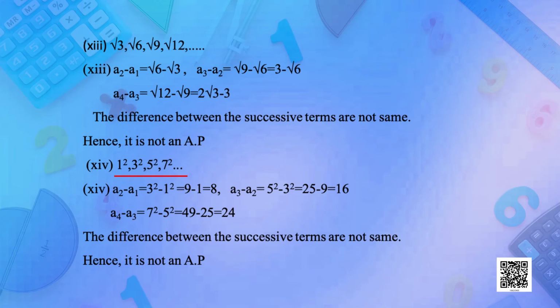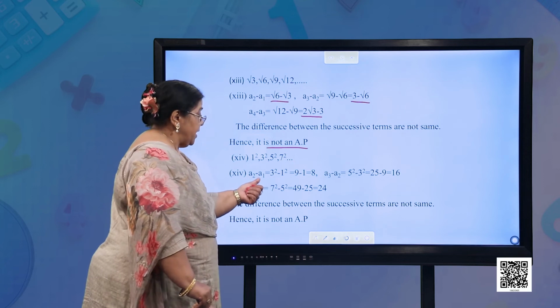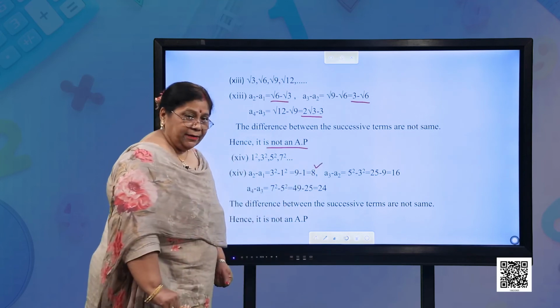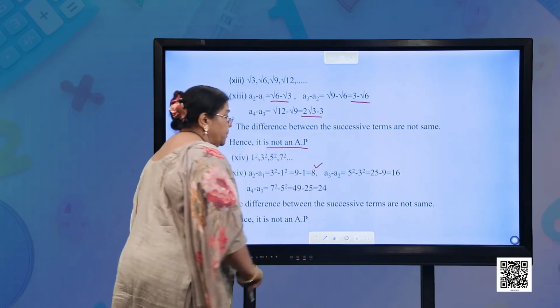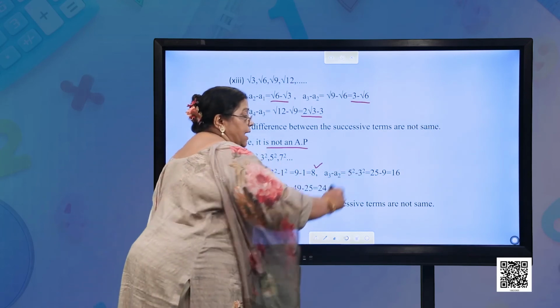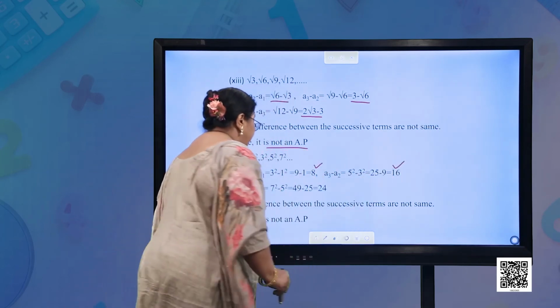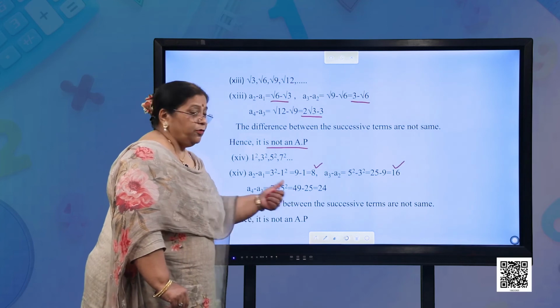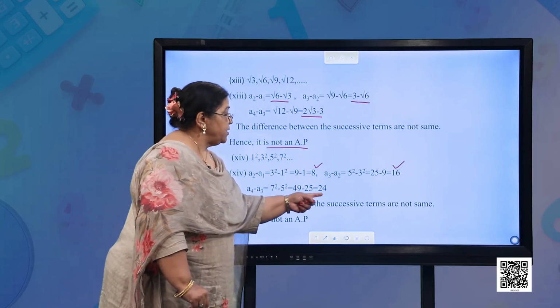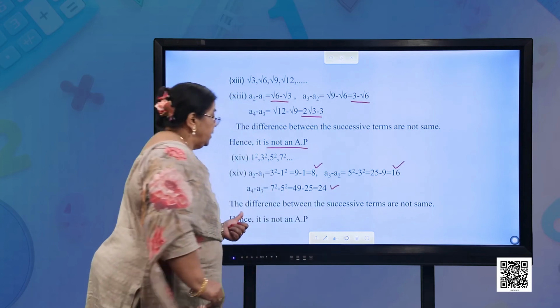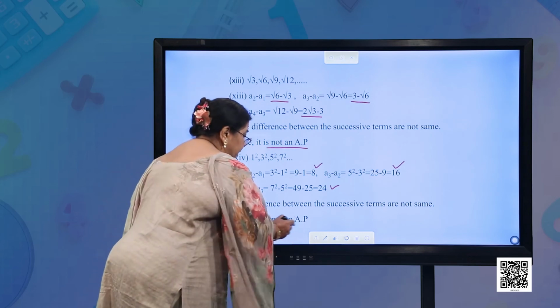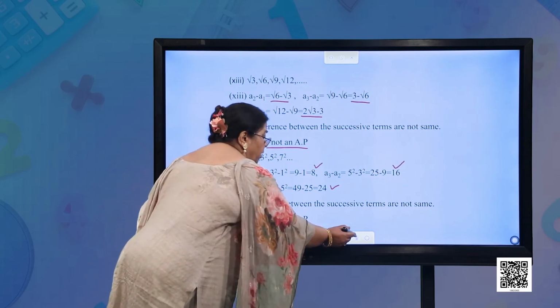We have 1 square, 3 square, 5 square, 7 square. Again a very interesting question. A2 minus A1, what is 3 square? 9. 9 minus 1 is 8. Alright. A3 minus A2, 5 square minus 3 square, it is 25 minus 9, that is equal to 16. Next one, A4 minus A3, it is 7 square minus 5 square, that is equal to 49 minus 25, that is equal to 24. So, the differences between the successive terms are not the same, therefore, it is not an AP. I hope it is clear. Okay. Let us go to the next part now.